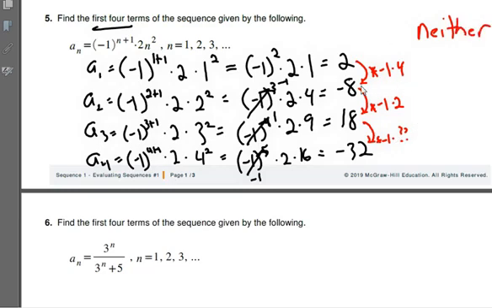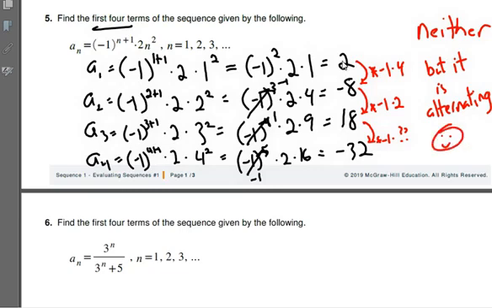So this is a neither. We're not adding the same thing. We're not multiplying by the same thing. Apparently we don't even know how to multiply by 2. But yeah, it's a neither. We do have a name for it. We would say it is alternating because it's alternating sign plus or minus.